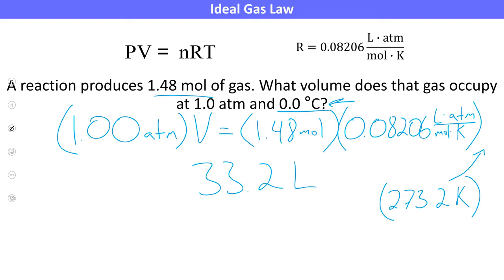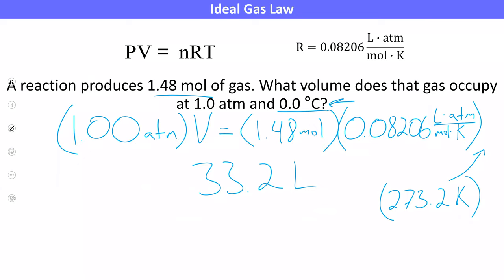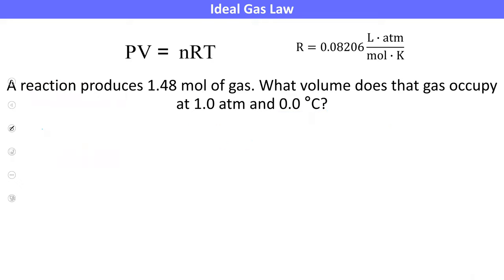All right, so this particular set of conditions is pretty commonly used. We say 1 atmosphere and 0 Celsius. It's really convenient to convert 0 Celsius to Kelvin, right? It's really easy. Plus, before about 1970 or so, does anybody know what the average global temperature on Earth is?